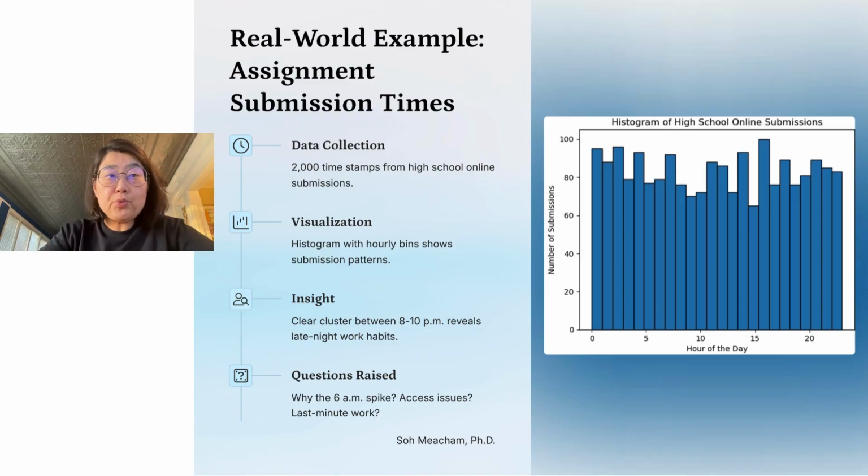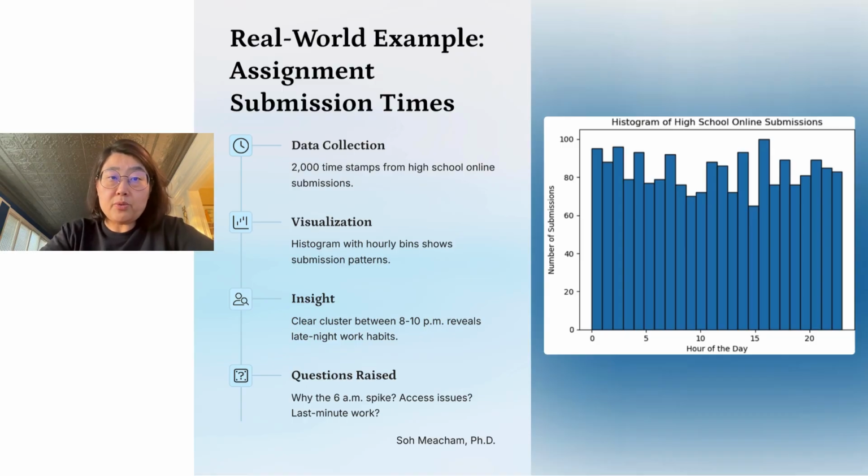Let me shift to a different example. When students complete their online assignments, let's say we're analyzing a high school's learning management system data to track when students submit work. We collect timestamps from 2,000 assignment submissions over 2 weeks. Now we want to know, when are students most active? Does assignment submission spike before midnight? Are there differences on weekdays versus weekends?